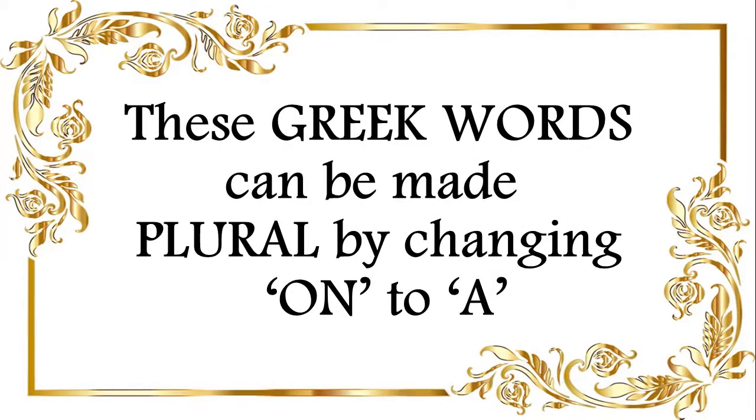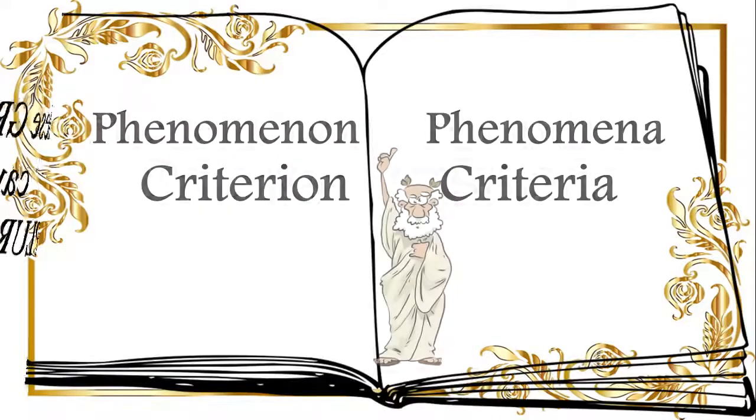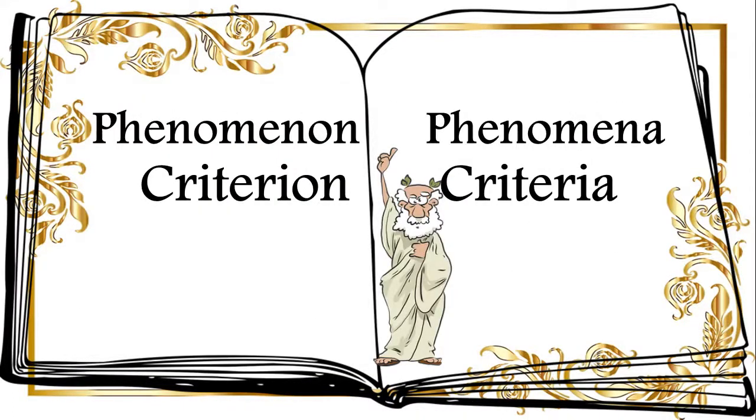Now, these Greek words can be made plural by changing on to a. Phenomenon, phenomena, criterion, criteria.